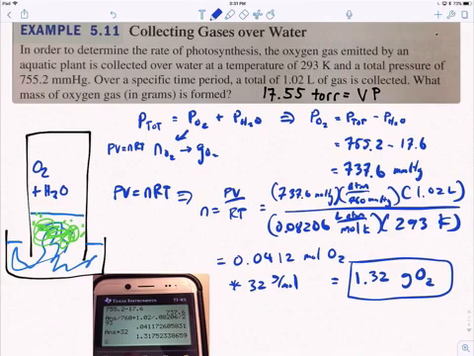So then, because this is oxygen plus water, we have to subtract the water vapor pressure from the total pressure to get the pressure of oxygen. Then by rearranging the ideal gas law, we get the moles of oxygen, 32 grams per mole, get the mass of oxygen. So, questions with how to do this?